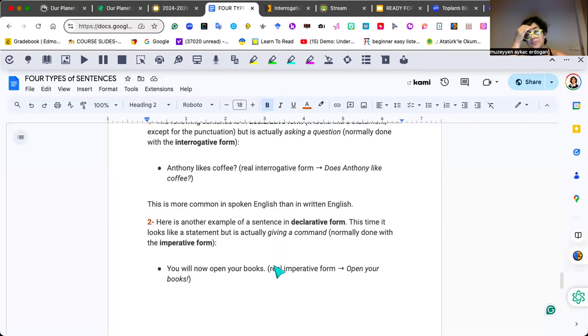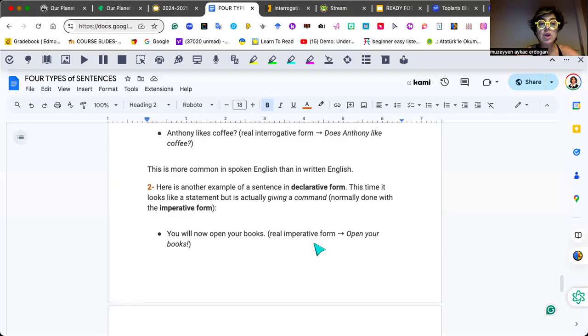The second function for a declarative form, yani düz cümlenin ikinci bir fonksiyonu da görevi de ne arkadaşlar? Sometimes you may write a declarative form, however, it gives a comment. Yani even your declarative sentence type can give a comment or has a comment meaning. Okay, just look at the example. You will now open your books. Bu real imperative form. Yani the real imperative form for this sentence is open your books. Instead of saying that, you can say, you will now open your books.